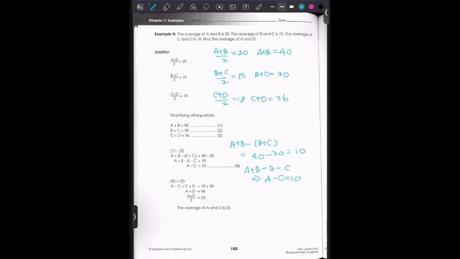Now combining that with C plus D, we know that A minus C plus C plus D equals 10 plus 36, which is 46. And that is going to be A plus D. So A plus D is going to be 46. And to find the average, we're going to divide A plus D by 2, which gives us 23. So the average of A and D is going to be 23.